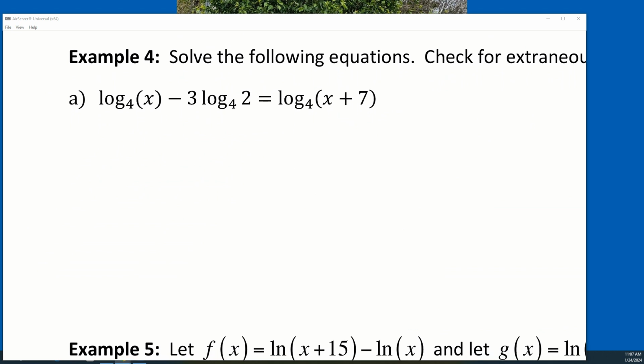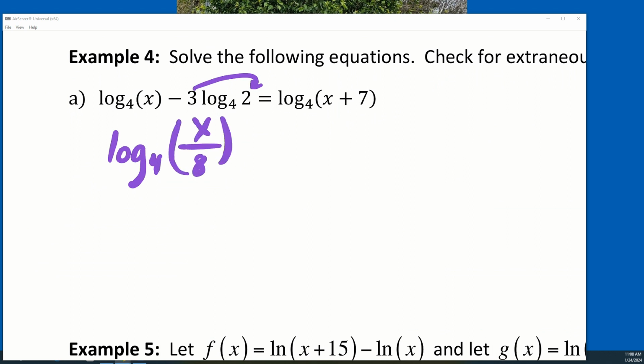All right, so the reason I want to do example 4a is because of this 3 in the front. So right now, I cannot bring these logarithms together. What do you guys think I need to do with that 3? It's been a little while. A week ago, you would have been able to tell me pretty quick. Move it to the exponent. All right, so when I bring this together, it's going to be log base 4 of x over 8, because 2 to the third is 8.